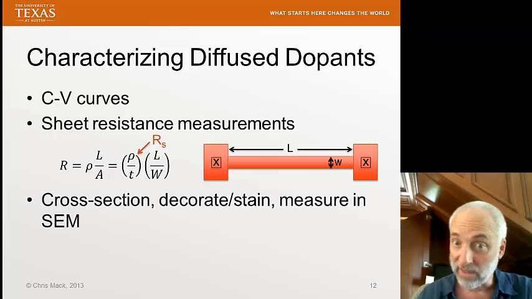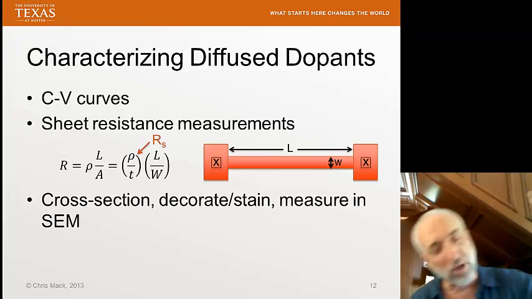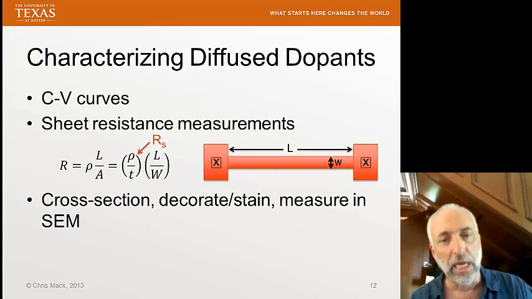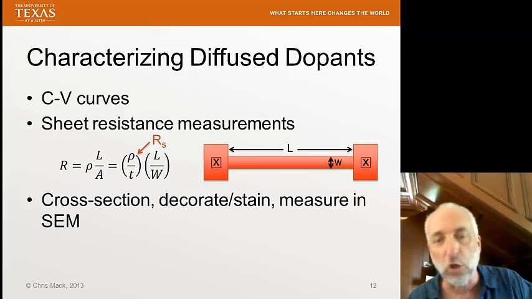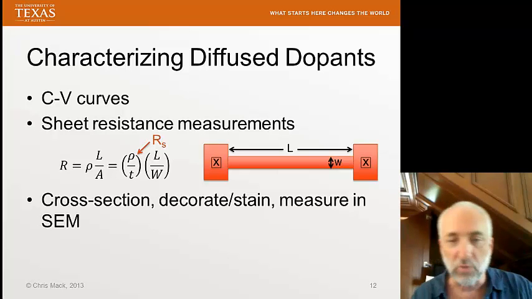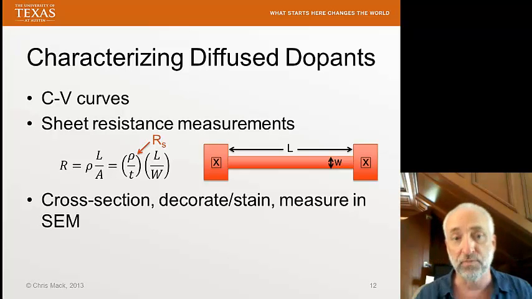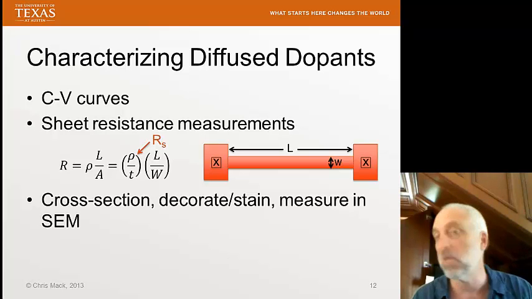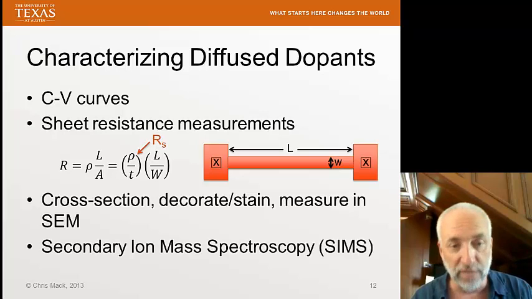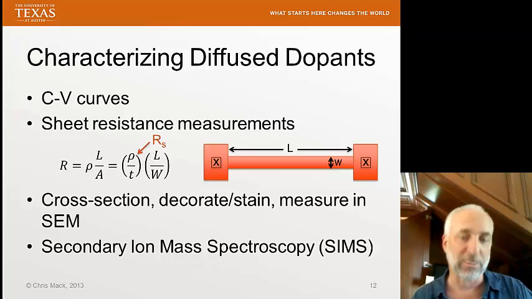We can also look at the profile of dopants by cross-sectioning a device, looking at it end-on, and decorating or staining the dopant. We can have some chemicals that will react with the dopant so that in the doped region we see the stain, in the undoped region we don't, and then we make a measurement in a scanning electron microscope. That's SEM, scanning electron microscope. But by far the most important and exact method for measuring dopant profiles is secondary ion mass spectroscopy, or SIMS.